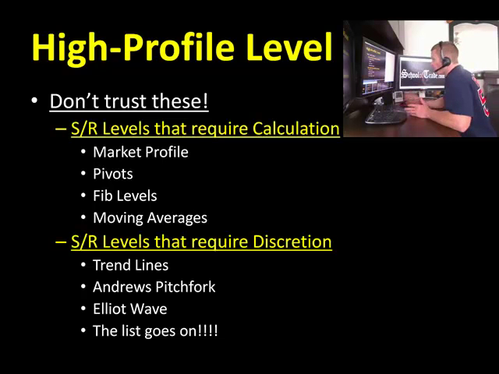Okay, what about support versus levels that require discretion? Okay, how about trend lines? Andrews Pitchfork, Elliott Wave, right? There's lots of different support and resistance levels out there that require me to go in and actually place them. Well, if I'm responsible for drawing trend lines, I'm a human being. I make mistakes all the time, right? It's what we do as human beings. Okay, so is it possible for me to put that trend line in the wrong place? Absolutely. So if I have 1 million traders out there, right, and half of them are doing them correctly and half of them are doing them incorrectly, then that means, right, this is not a high profile level.